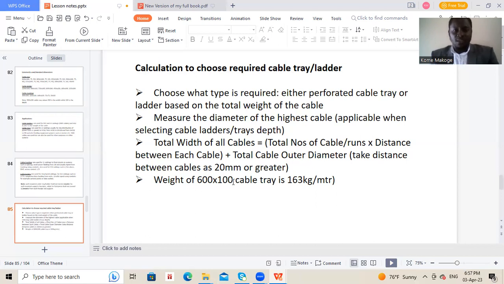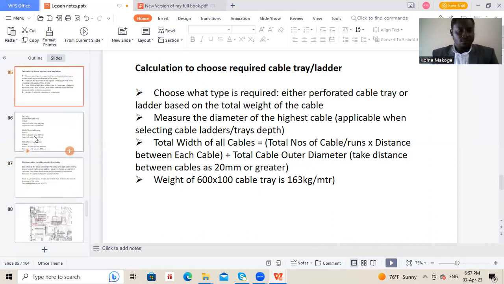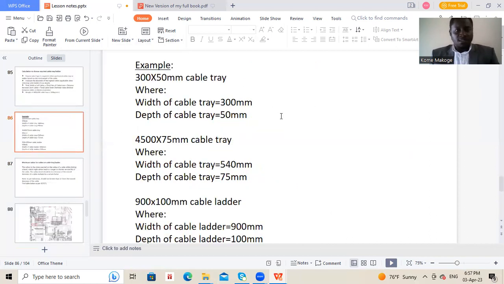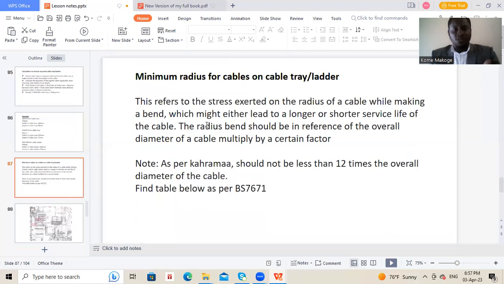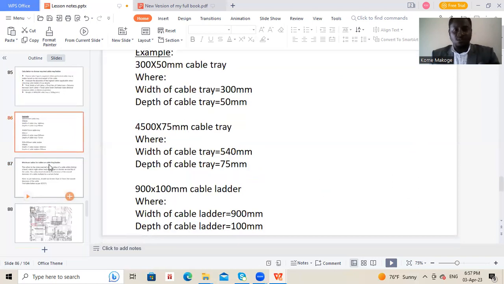And then the weight of the cable tray of 600 by 100 is 163 kilograms per meter. It's very important. So the next one is an example which we have here, the 300 by 50 cable tray, where the width is going to be 300 while the depth is going to be 50. So you move down to the different dimensions as well.